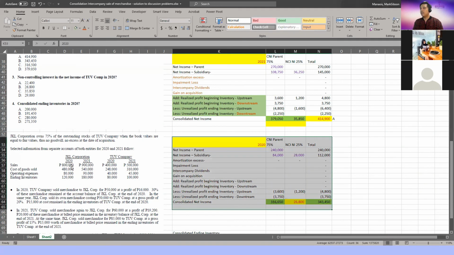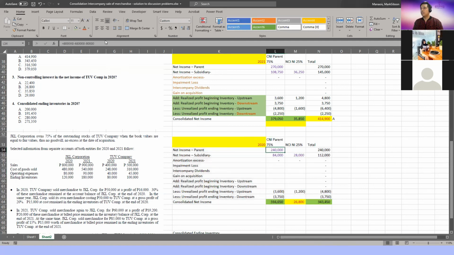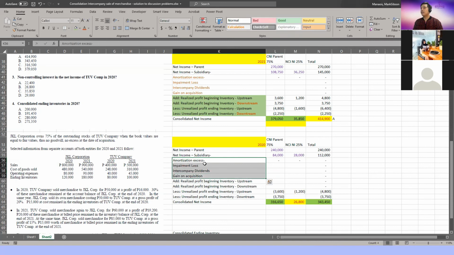So 800,000 less 480 less 80. So that's 240,000. Pagdating kay subsidiary, that's 400 less 248 less 40 para makuha yung net income, multiply by the proportionate share. So that's 75% or 84,000 for the parent and then 28,000 for the non-controlling interest. This is year 2020, walang amortization of excess, walang impairment loss, walang intercompany dividends, walang gain on acquisition.